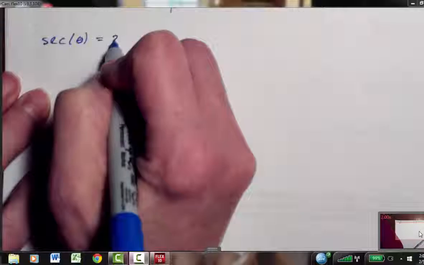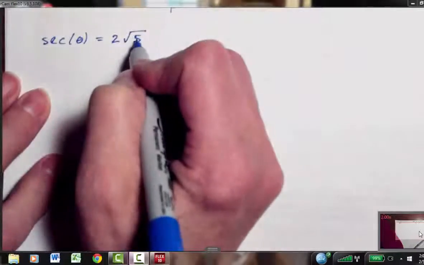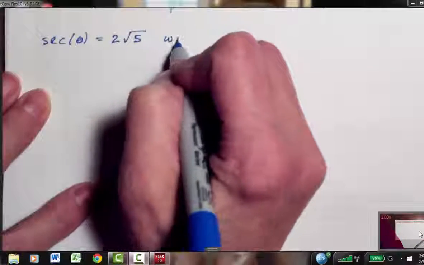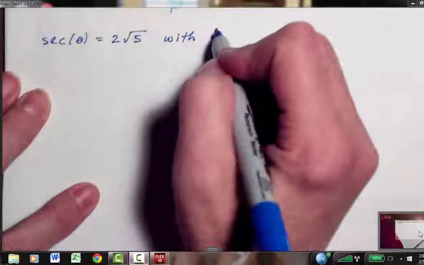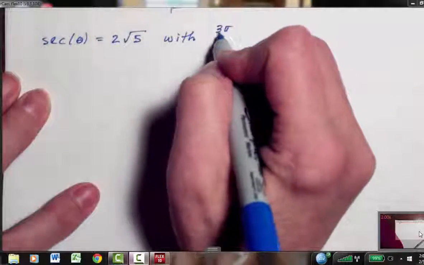The next problem we're going to do is very similar. We're still going to find the 6 trigonometric identities that we need to find. And we're going to be given the fact that we have secant theta equal to 2 times the square root of 5. And it's going to tell us that theta is between 3 pi over 2 and 2 pi.